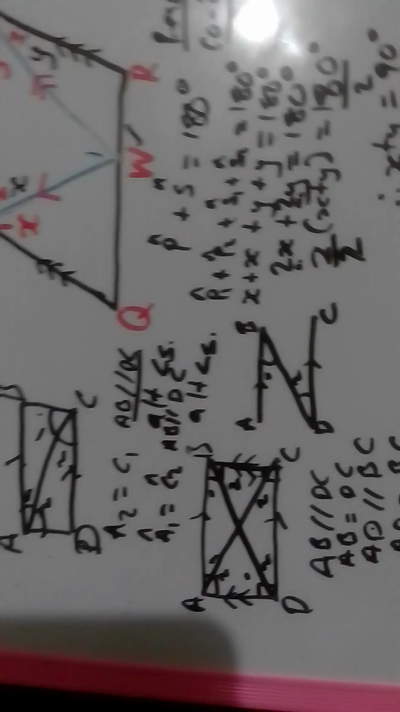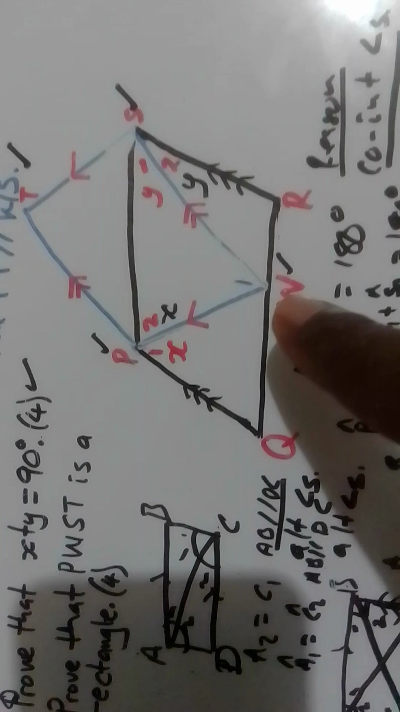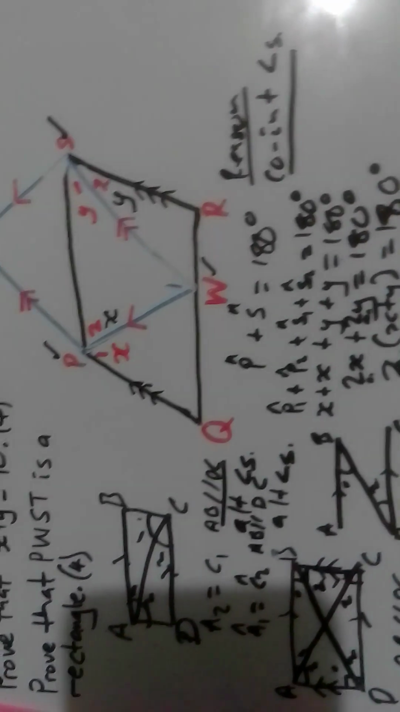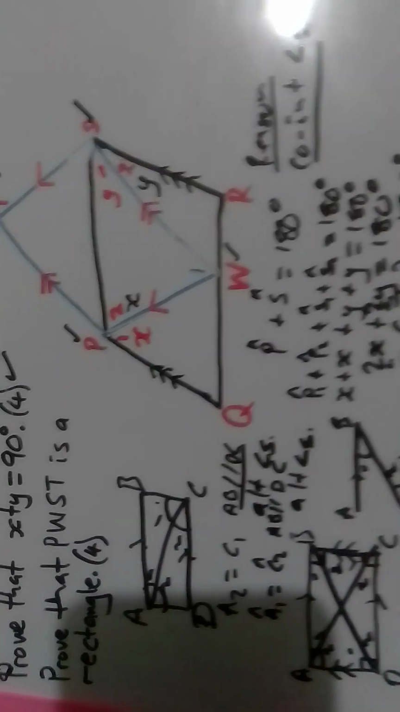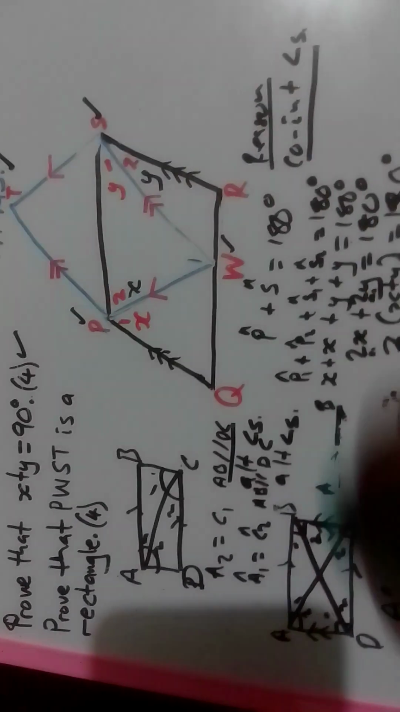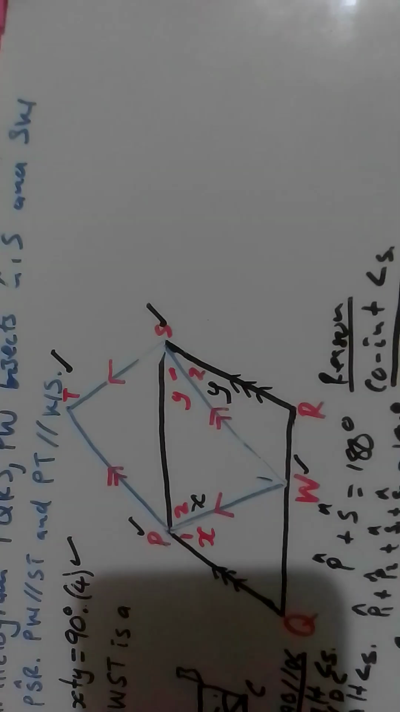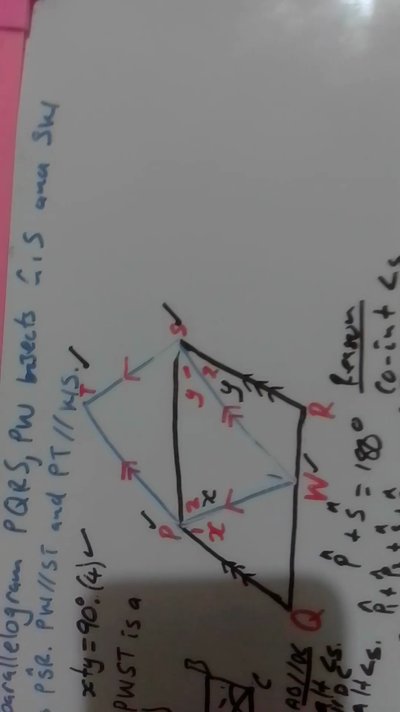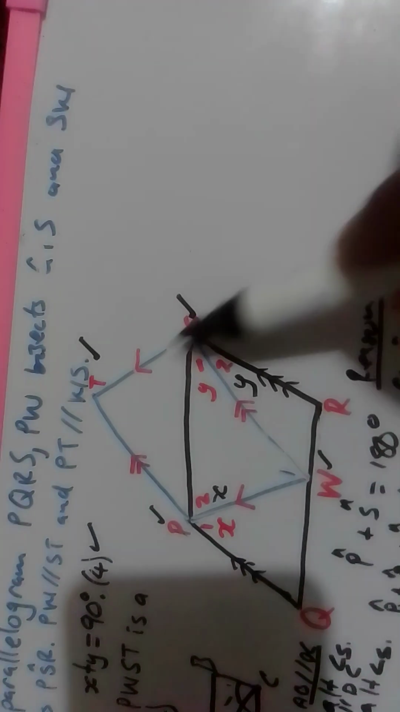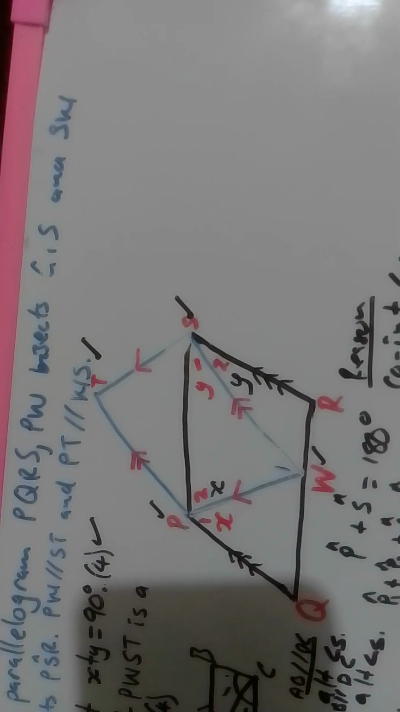All right. So with all these reasons that we have spoken about, now we can approach the question here, which wants us to prove that PWST is a rectangle. I'm going to erase some of this work so that we can have some space, or I can use this top part here. Okay, so what can I use to prove that PWST is a rectangle?